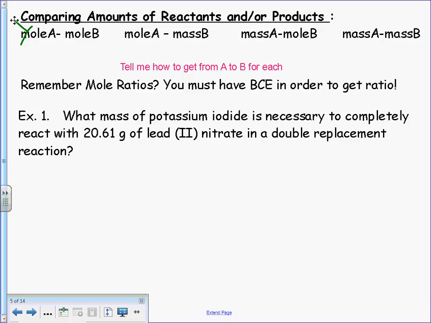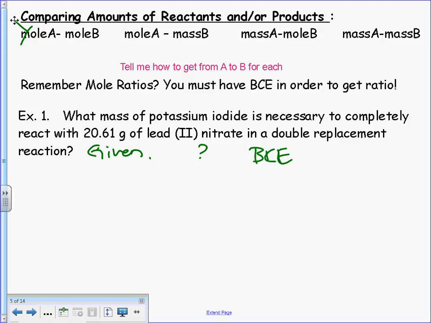Whenever we're working with a word problem, the first thing you look for is what? Numbers that are given, right? So a given. You're also looking for the question. Please do your problems in a similar way. You're always going to want to identify the given, identify the question, and then if it's a reaction, start off with a BCE, a balanced chemical equation. Those are the first three things you really need to do before you can continue the problem.